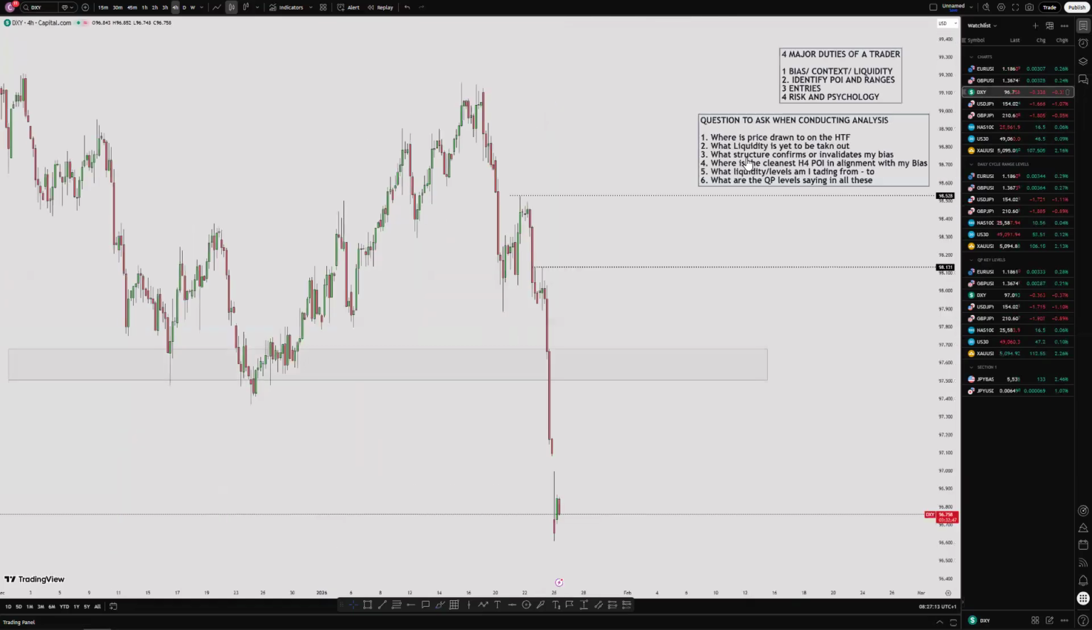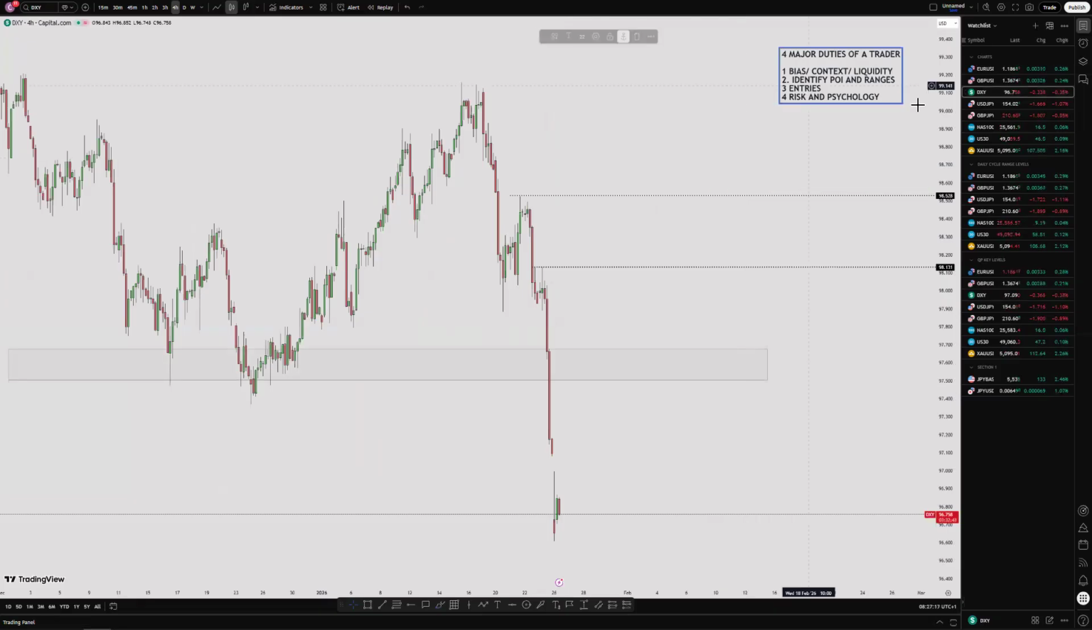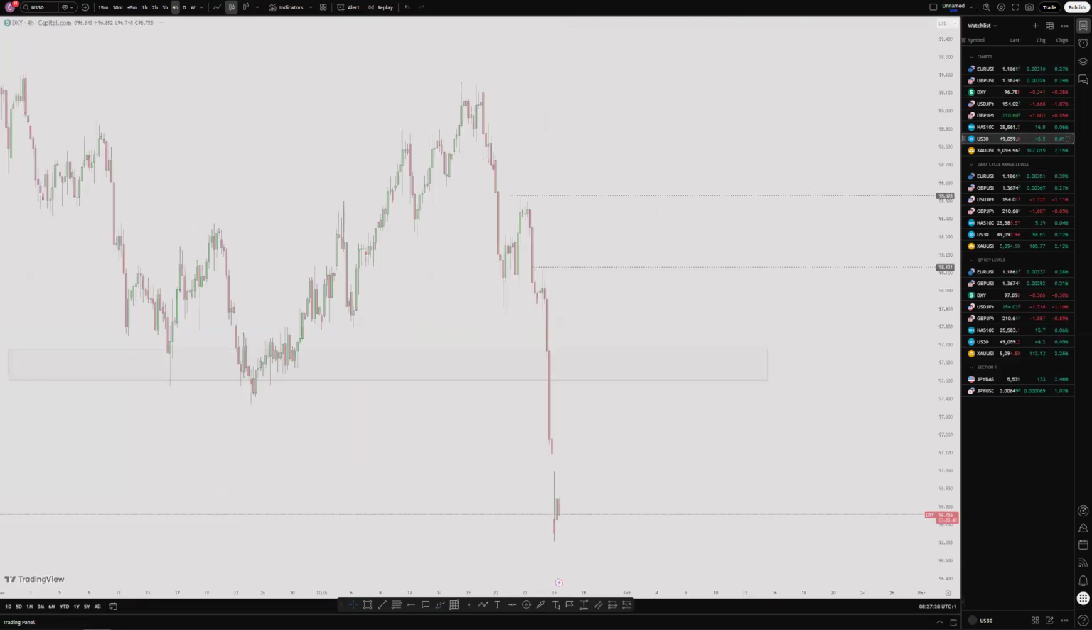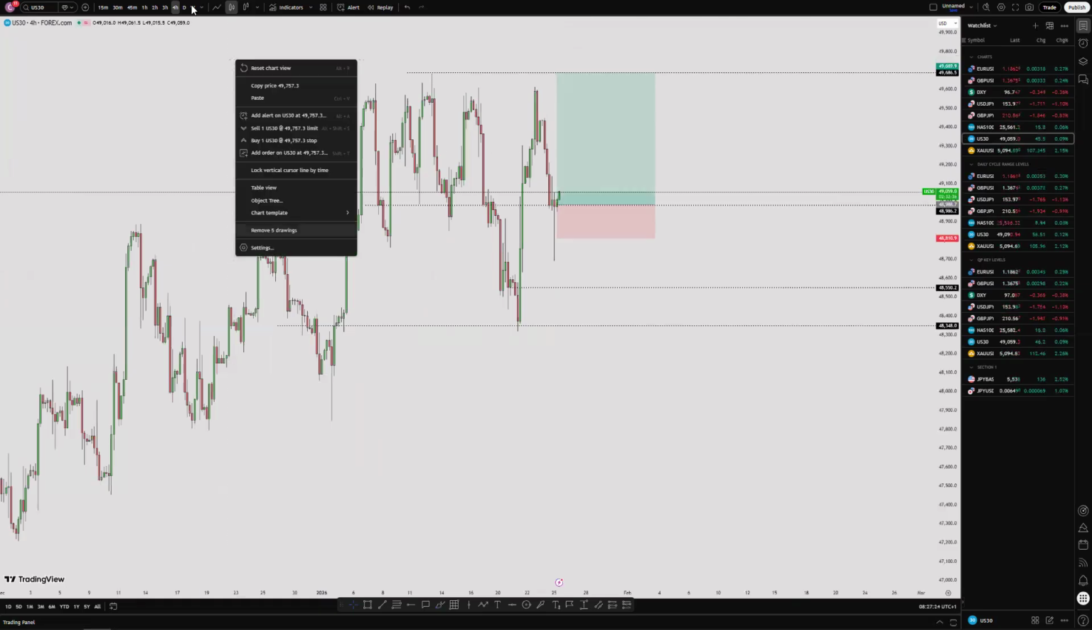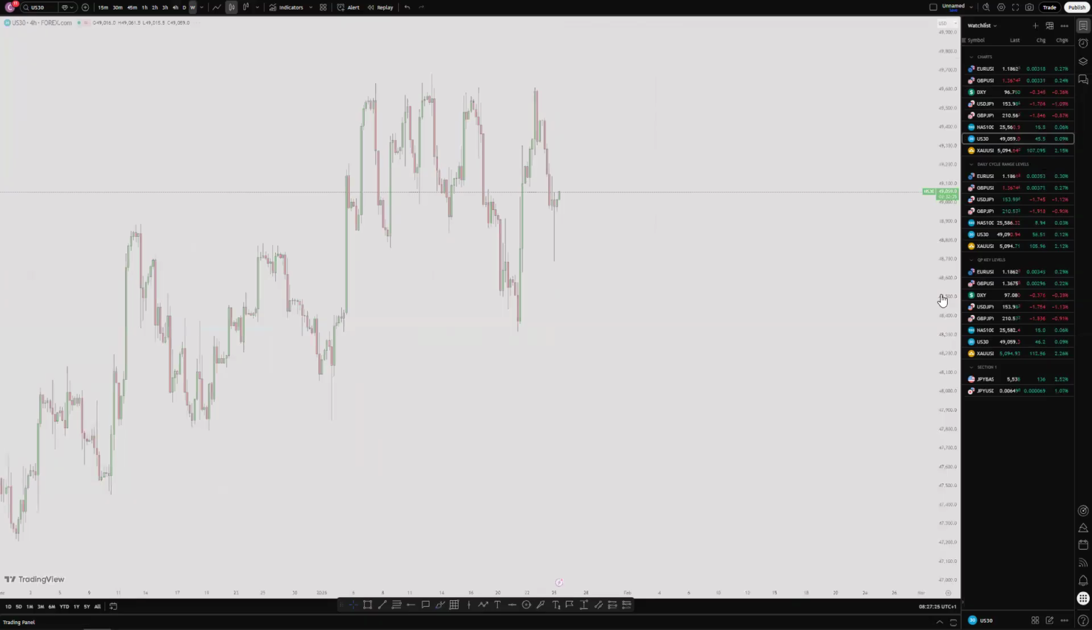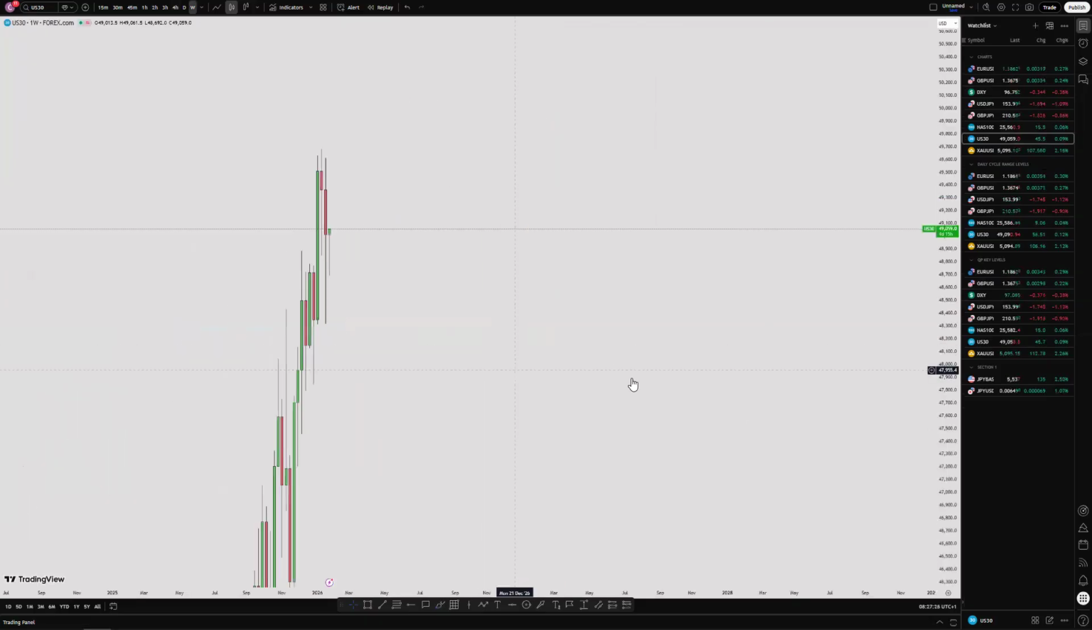I might not have all the time to do all the assets. So let's look at US 30 and then we'll call it a day. So, weekly time frame. I told you guys the question is: where is the drawn liquidity on the weekly time frame? It's easy for us.